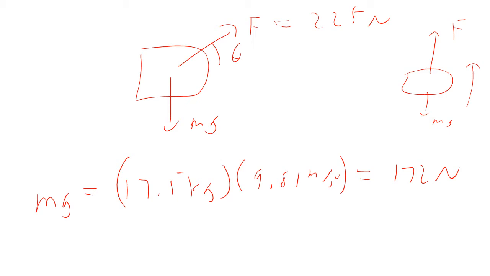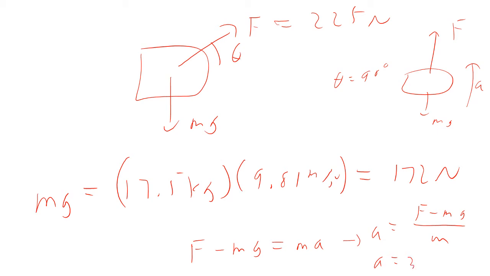Okay, and so if I did that, if I lifted it off the surface, what would be the acceleration? So in other words, assume theta equals 90 degrees. Okay, so what would be the acceleration in that case? Well, you look at it and say it's accelerating upwards, so F minus mg equals ma. So that means that a is going to be (F minus mg) over m. So if I had the 225 minus the 172 and divided by 17.5, that would be an acceleration of 3.03 meters per second squared.